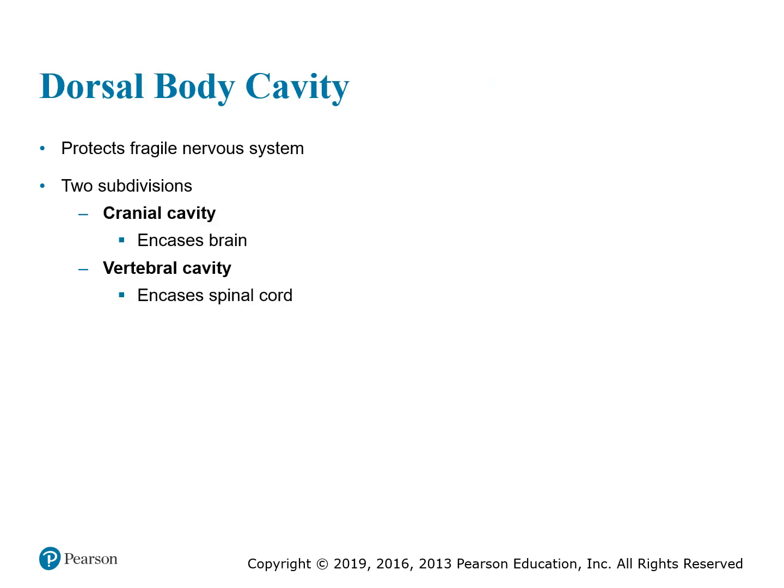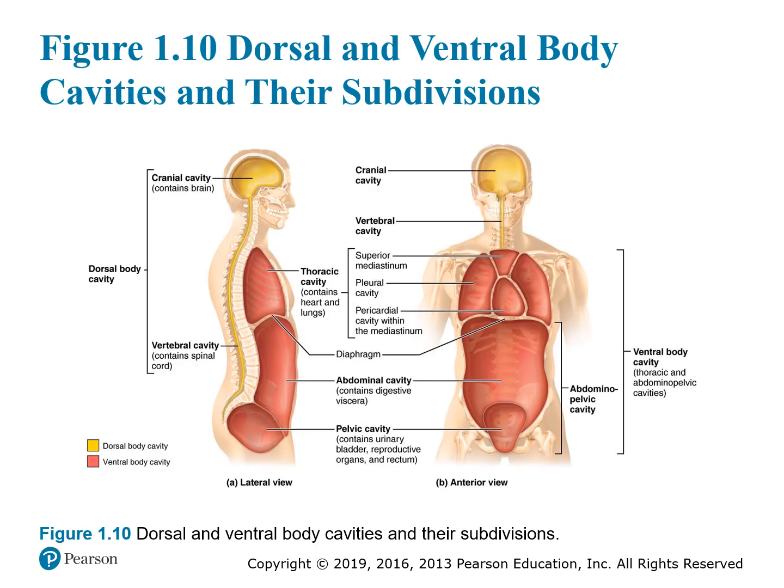So the dorsal body cavity, which would be more towards the back, is going to protect the fragile nervous system. And so think of the dorsal fin of a shark, right? The fin is on the back. These cavities are towards the posterior side of the body. You have two divisions, the cranial cavity, which is protecting the brain, and the vertebral cavity, which is protecting the spinal cord. And so these are the elements of the nervous system. And there are various subdivisions that we will get more into in the future.